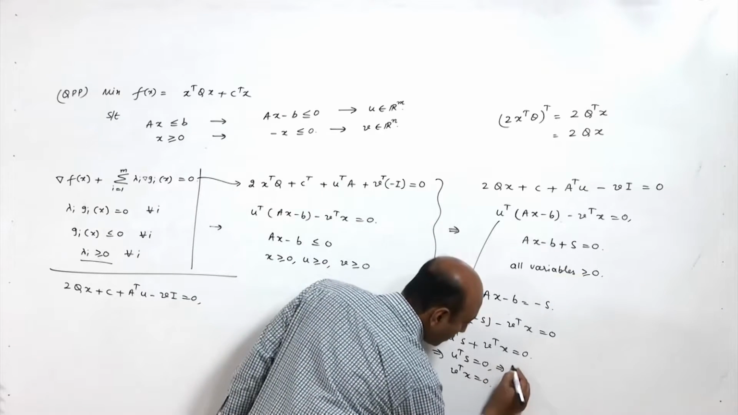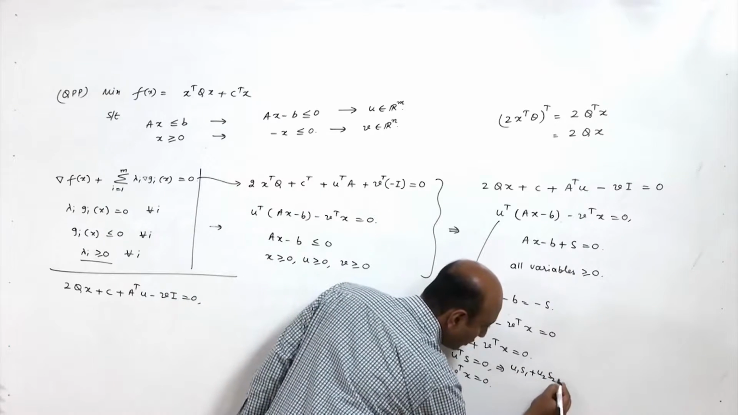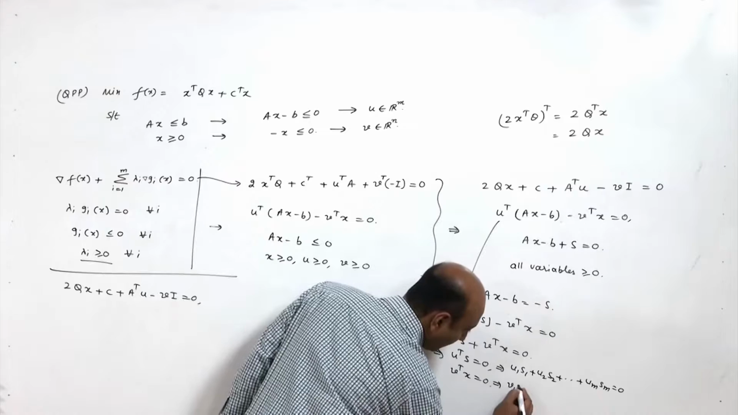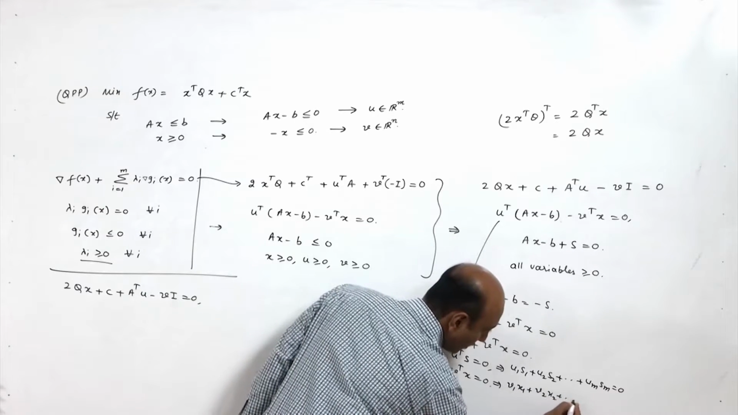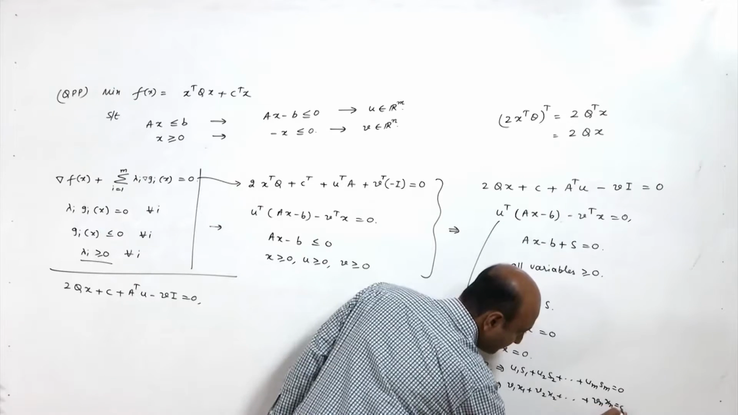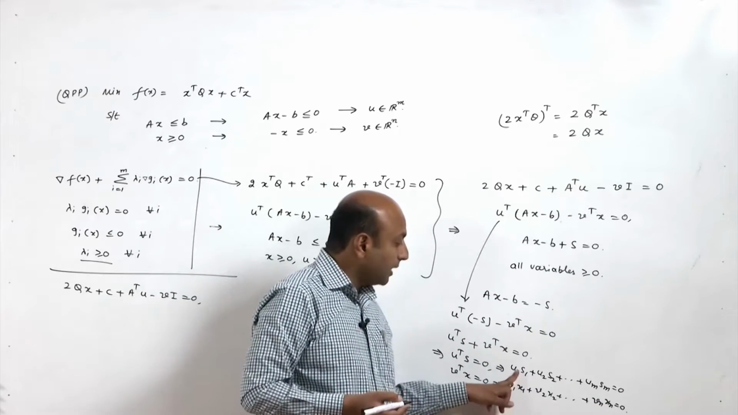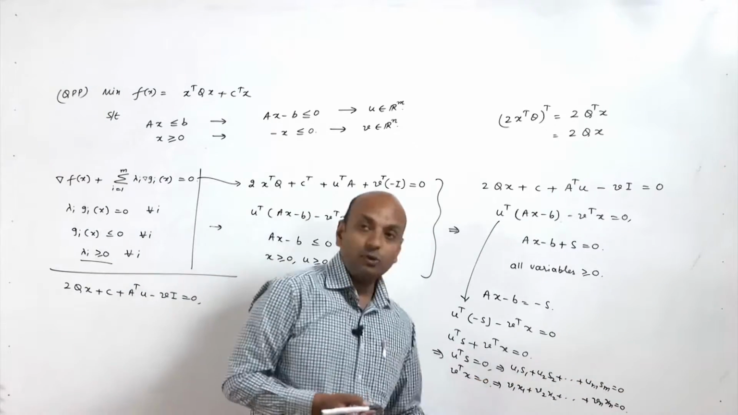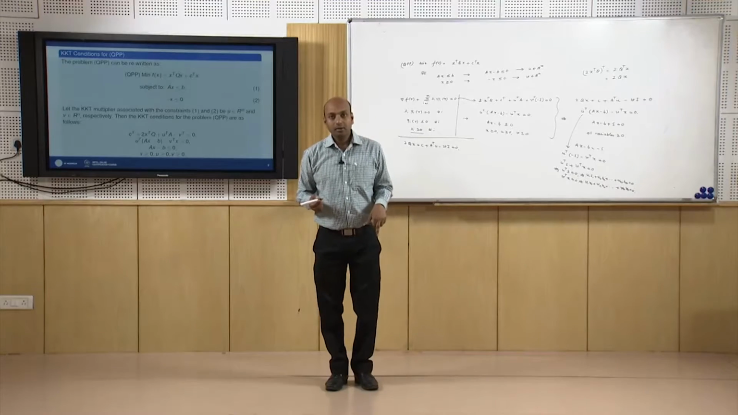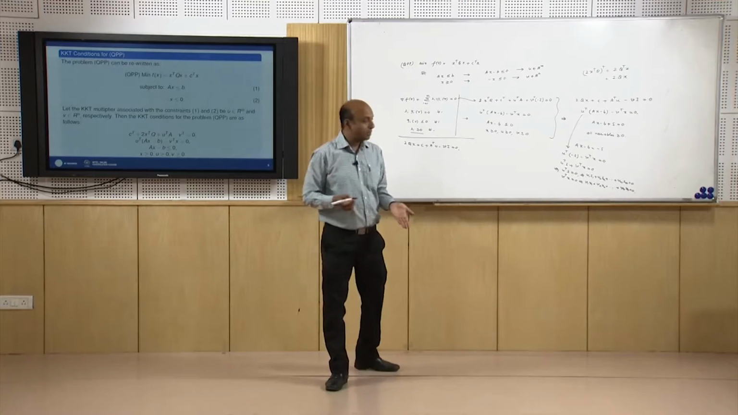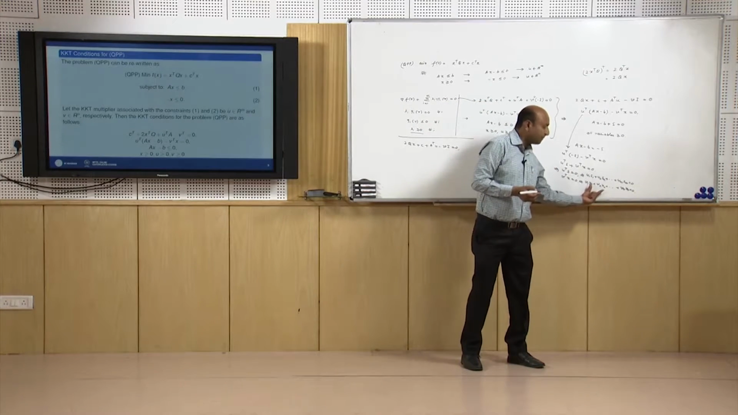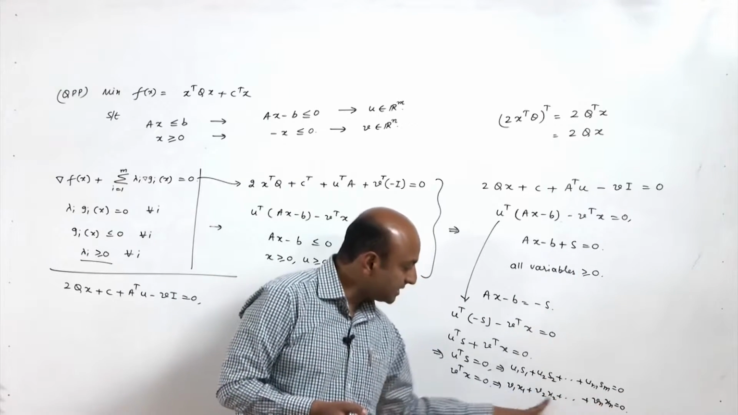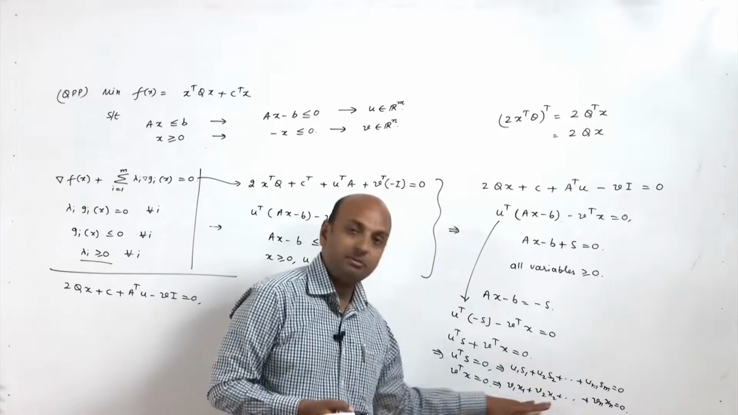u transpose s is what? u1 s1 plus u2 s2 and so on up to um sm, and similarly v transpose x is v1 x1 plus v2 x2 and so on up to vn xn. Now again all the components are non-negative and the sum is 0. This means ui si equal to 0 for all i. This means u1 s1 equal to 0, u2 s2 equal to 0 and so on, um sm equal to 0. And again if we apply the same concept here, because each term in this expression is non-negative and the sum is 0, this means each term is 0.